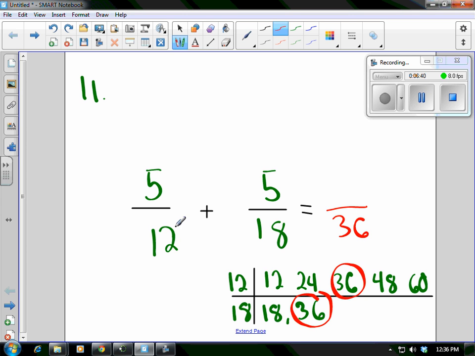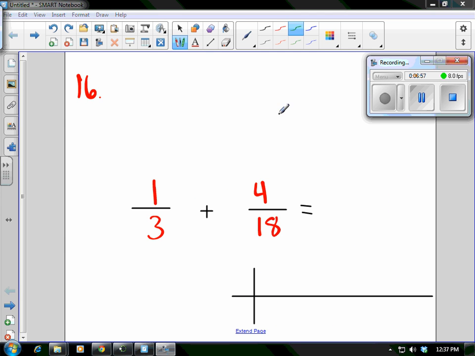12 times 3, so I have to do the same for the top. 5 times 3 is 15. 18 times 2, so 5 times 2 is 10. 15 plus 10 is 25.